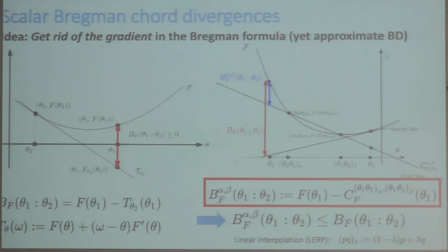Okay. So let me introduce the scalar Bregman chord divergence now with scalar parameters, and this is defined as follows. The usual Bregman divergence, as I mentioned, is that you take the tangent line at θ2, and then you take the vertical ordinate with reference to θ1. So what we are going to do here is play with this tangent line, and we are going to make it a chord.